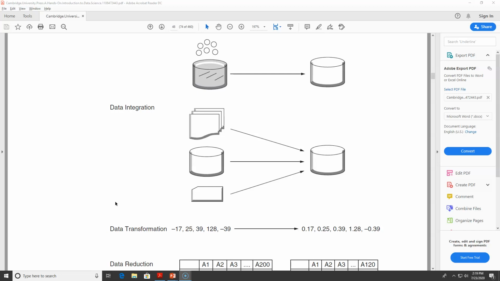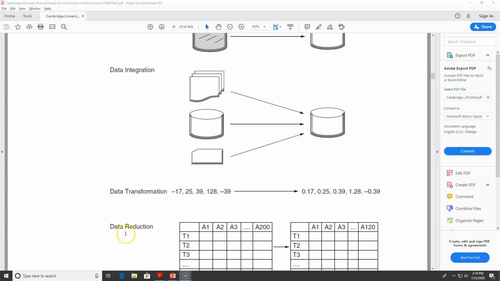Okay. So next, about data transformation. It is a very simple data transformation. There are many types of transformation as we already talked about, but this example is very simple, in which we are actually dividing all the numbers by 100. So it becomes 0.17 and 0.25 and 0.39 and 1.28 and minus 0.39. So we are just dividing all these numbers.